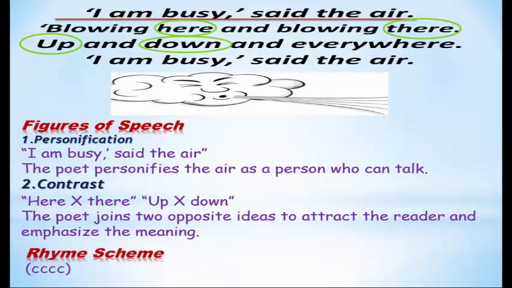And the rhyme scheme here is C, C, C, C. Because if we look at the ending, we will see air, there, where, air. And this is the third sound. We have also repetition. Repetition in the word "blowing" and "blowing." It's repeated. So we have repetition.